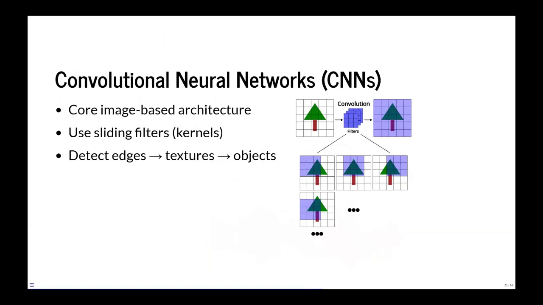Again, a common image-based network is called a convolutional neural network, which I'm sure all of you have heard of. This is one of the core image-based architectures within deep learning. What this does is we provide these sliding filters or kernels that iterate through the entire image, and it detects things like edges, textures, and objects. And as it goes through that different training data, we can understand these different higher representational information.